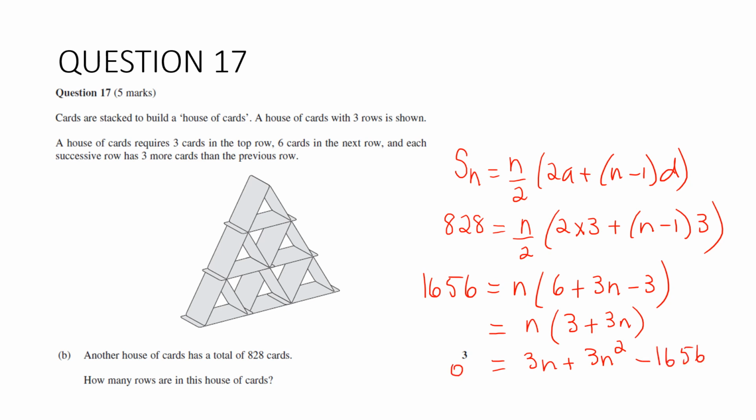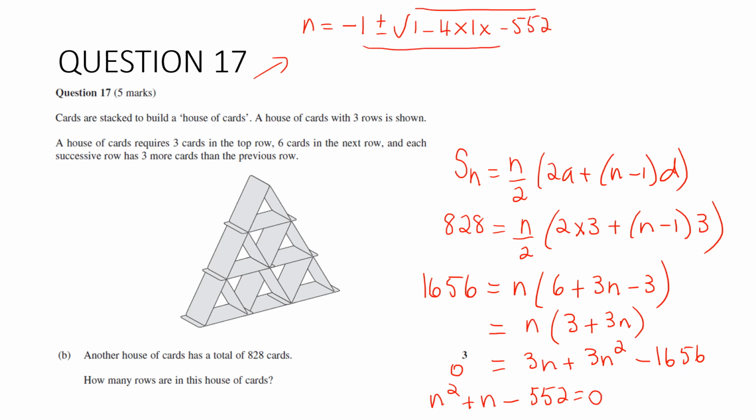Now you could try and factorize that if you want to. In fact, it's probably got a common factor of 3. It does. So let's tidy it up a little bit. So we've got n squared plus n minus 552 is equal to 0. I'm just going to use the quadratic formula. It's just easier. n is equal to minus b plus or minus the square root of b squared minus 4 times a times c all over 2a.